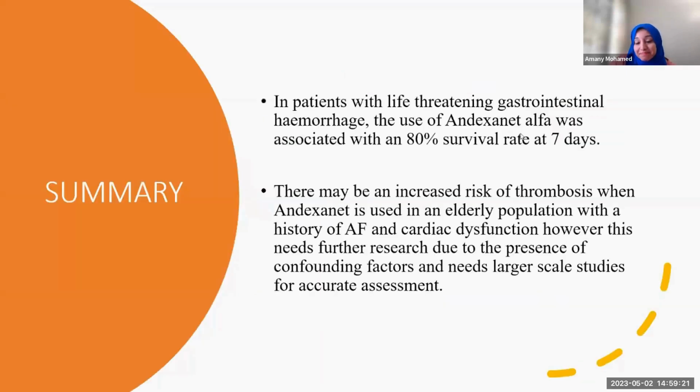So to summarize, in patients with life-threatening gastrointestinal hemorrhage, Andexanet Alfa was still associated with an 80% survival rate at 7 days. There might be an increased risk of thrombosis when Andexanet was used in an elderly population with a history of AF and cardiac dysfunction. However, this needs further research due to the presence of confounding factors, and it needs larger scale studies for accurate assessment rather than a case series.